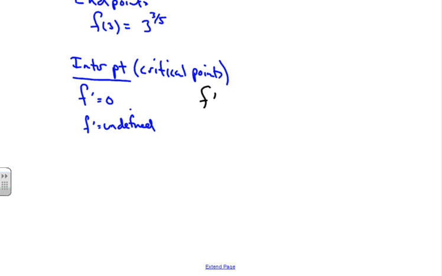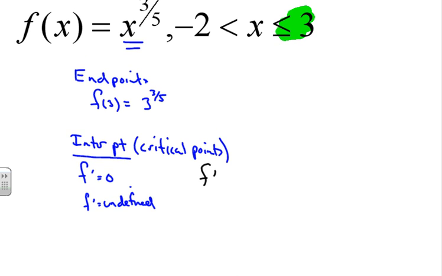We have f prime right here. That's going to equal 3/5 x, and subtract 1 from that, so we have x to the negative 2/5 power. We rewrite this as 3 over 5 times x to the 2/5. And we realize that at this point we do not have any values where it equals 0, but there is a value where it's going to be undefined, or doesn't exist.